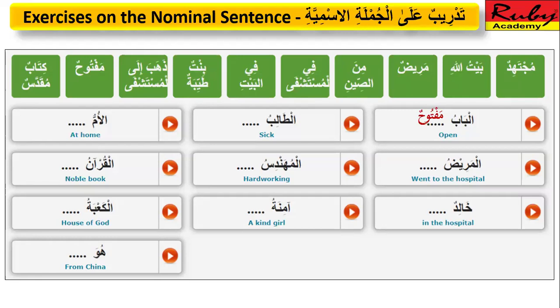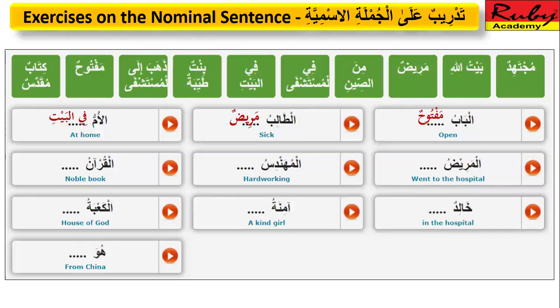Now the next one. At-talibu, sick. Which word is sick? Marid. Okay, so at-talibu is mubtada. Why is it mubtada? Because it is definite, marifa. Maridun is indefinite, so it is the khabar. Now the next, al-ummu, at home. Which phrase is at home? Fil bayt. So here, al-ummu is mubtada. Why is it mubtada? Because it is definite, that is ismul marifa.